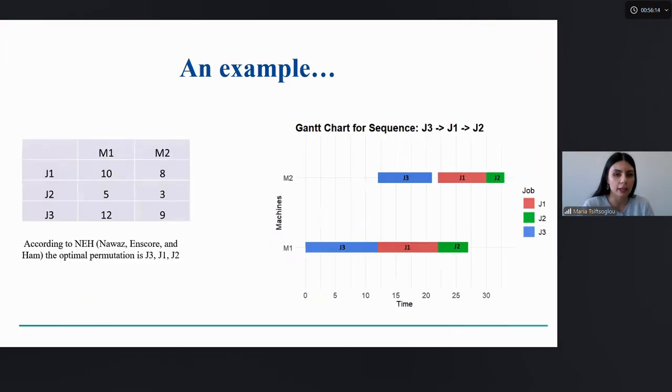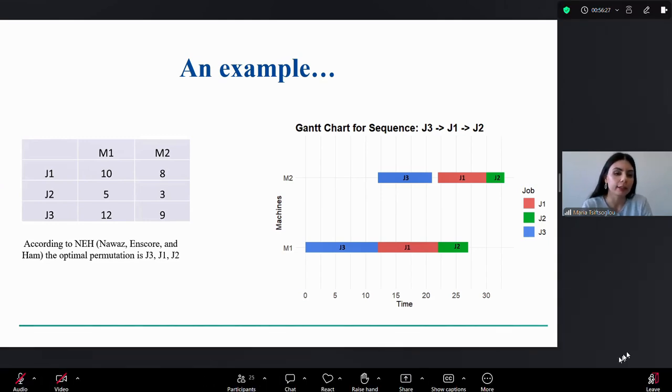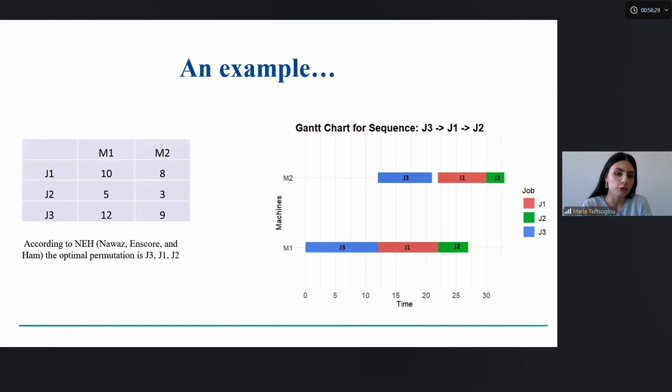Here's an example of why the permutation of jobs is crucial for minimizing the makespan. In this example, we have 2 machines and 3 jobs, and their processing times are presented in this table. To find an efficient solution, we use a simple yet effective heuristic, the NEH algorithm. The resulting solution is presented in this Gantt chart, which visually shows the schedule and the total completion time, which was estimated at 33 time units.